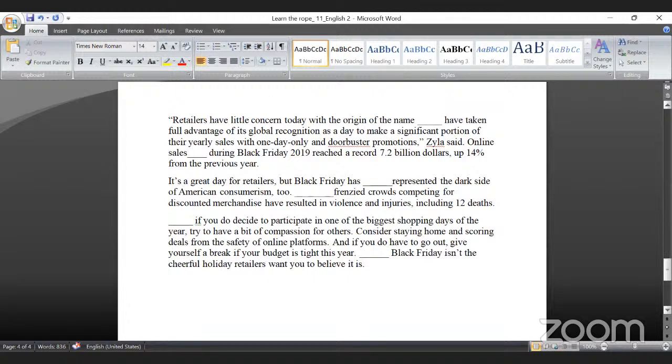And also because this is a full article, you need to ensure that there is good connection between the previous paragraph and the next one. So works better. Okay, so consider staying home and scoring deals from the safety of online platforms. And if you do have to go out, give yourself a break if your budget is tight this year.